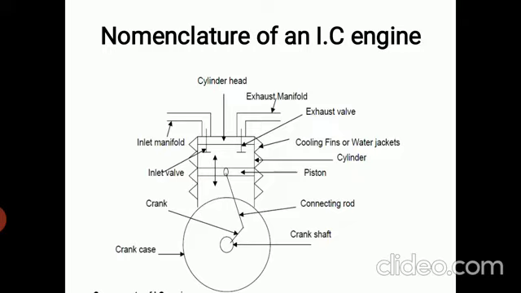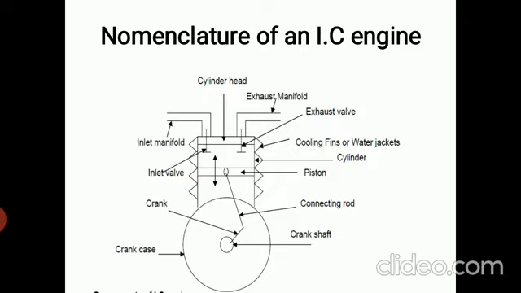Then the connecting rod. The purpose of the connecting rod is to connect the crankshaft and the piston. The connecting rod has two ends, a bigger end and a smaller end. The bigger end is connected to the crankshaft, and the smaller end is connected to the piston with the help of a piston pin. At the ends of the piston pin you will have a circlip to have a better hold on the piston. At the bottom you will have a crankcase.